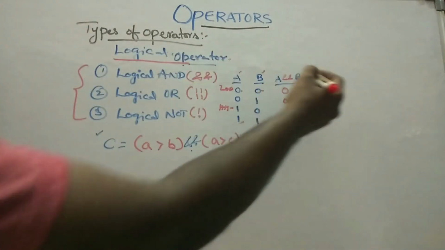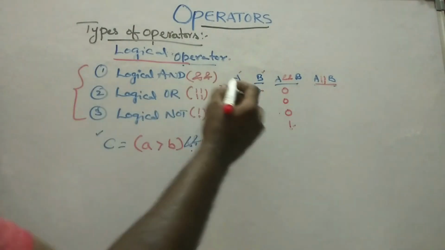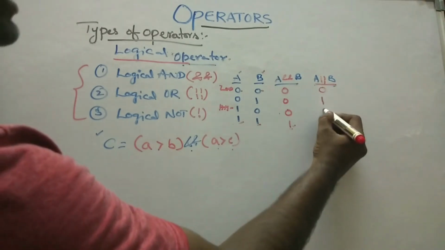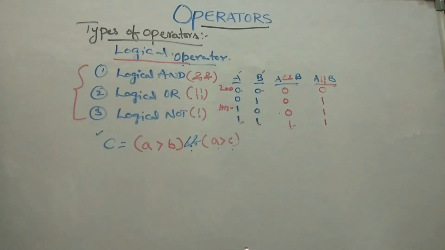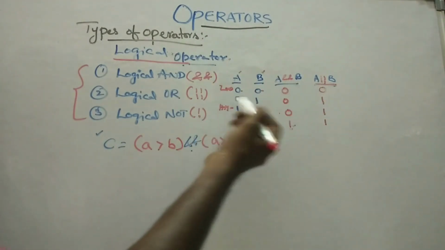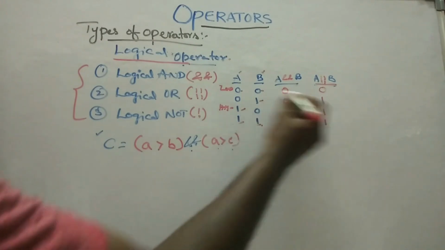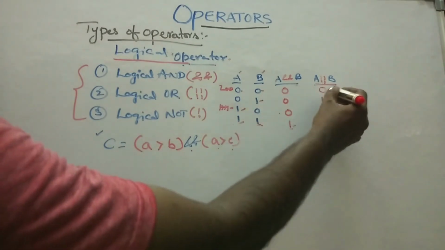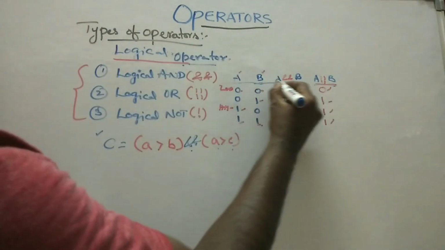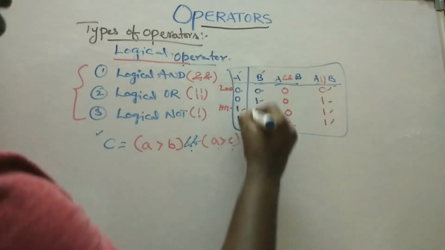And next, what is meant by logical OR? Logical OR is nothing but when both inputs are 0, then the output is 0, otherwise 1. Or in another statement, if any one input is high, suppose B is high, or A is high, or both are high, then we get the output high, otherwise 0. This is the truth table for the logical AND and logical OR gate.